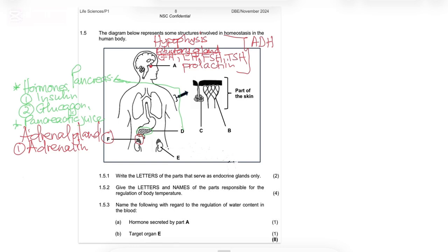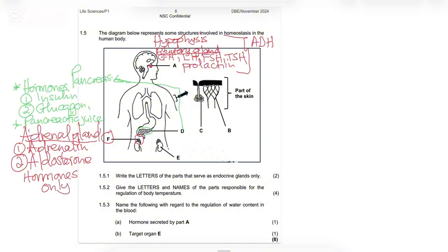It actually prepares the body for fighting or for running away when we feel like we are in danger. It also secretes another hormone, which is known as aldosterone. Aldosterone is involved in the regulation of salt levels in the blood. So these are the two hormones that are produced by part F, which is our adrenal gland. And this one secretes hormones only.